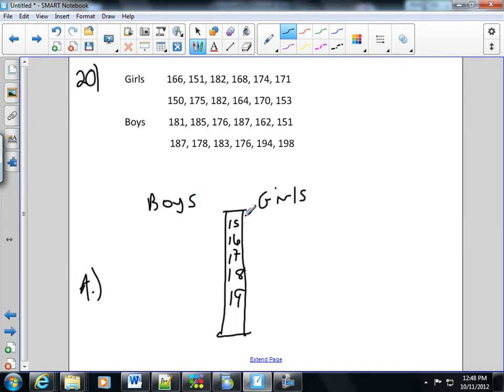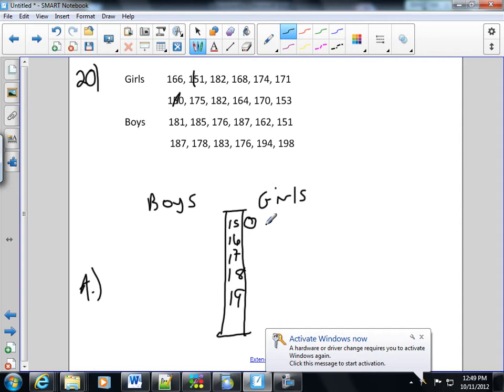So basically, I have my stem. I need to look at my leaves, okay? So if they go up here, I look for the smallest number. There's a 150. I add a 0. That basically means your stem is 1, 5. Your leaf is 0. When you put them together, you get 150. Then I have a 151. All I need to do is put the 1 there. And now I have a 153.